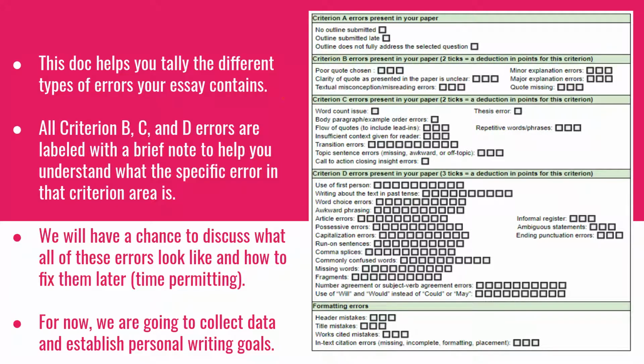All of the criterion A, B, and C errors, this should say A, B, and C. Hold on. Okay, there we go. All of the criterion A, B, and C errors are labeled with a brief note to help you understand what the specific error in that criterion was. So for example, if you had a criterion B error, either in parentheses afterwards or somewhere underneath it, I wrote down things like, clarity of quote was unclear, or explanation error, etc.